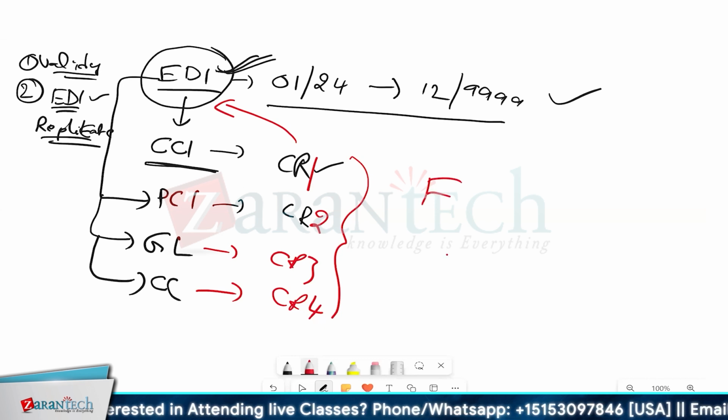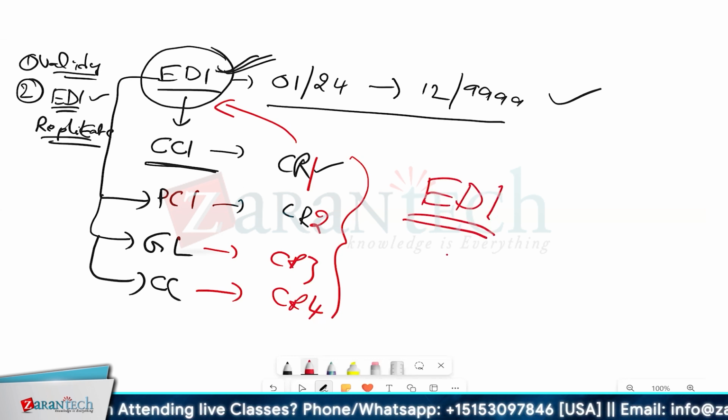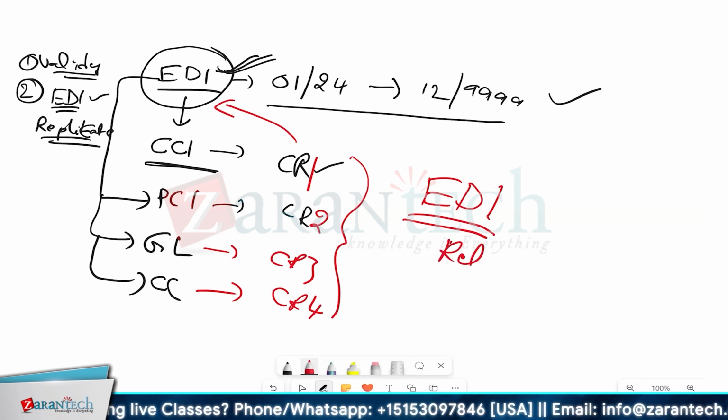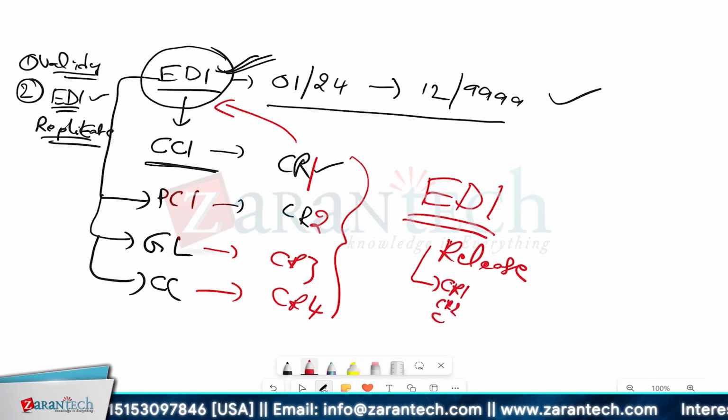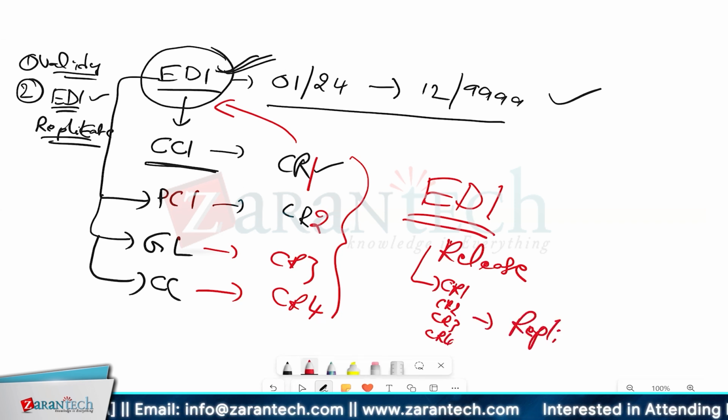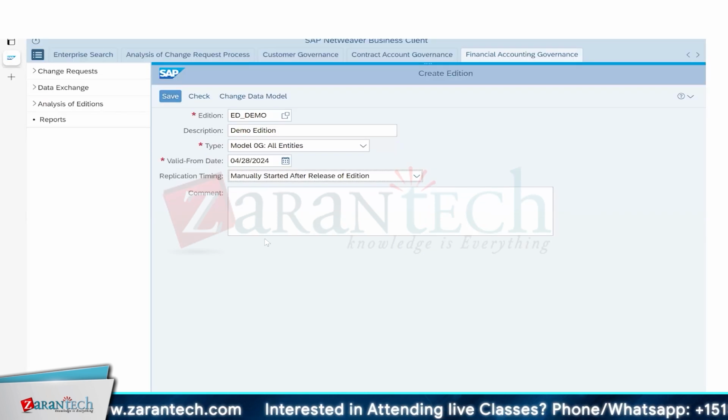So when you release this particular edition ED1, during that time, all the objects under this particular edition, what are the objects there? CR1, CR2, CR3, CR4. So all these objects will be replicated to the target system. Replicated. Okay. That means the data of your individual object will be replicated only when you release your edition. That is the first option.